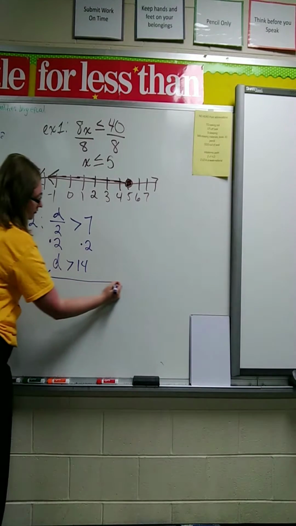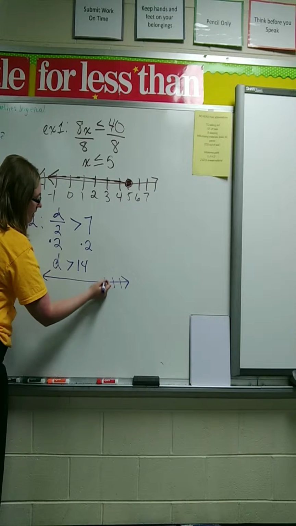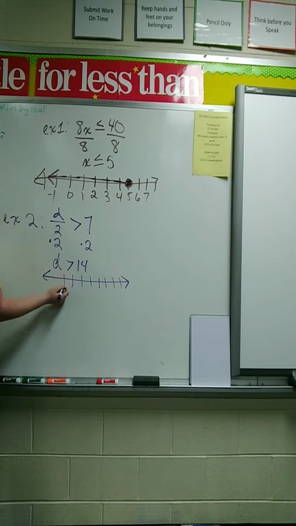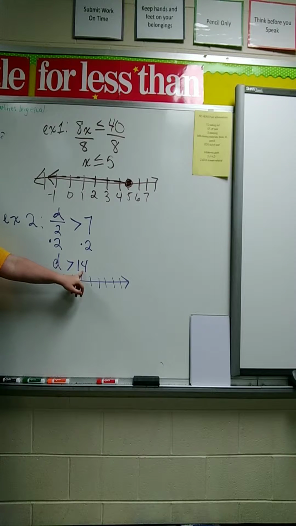And then what's going to go in the middle of my number line? 14. Alright, why do I not want to put 0 in the middle? Where does my point go? Where does my circle go? At the 14. So if my circle goes at 14, does it make sense to put 0 in the middle? No. So you can use 10. I could put 10 in the middle, yeah.